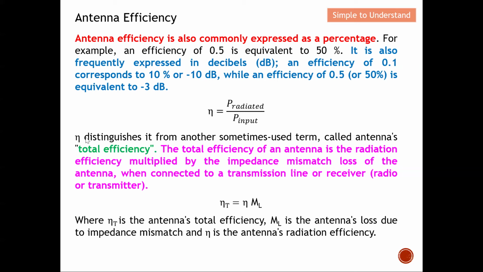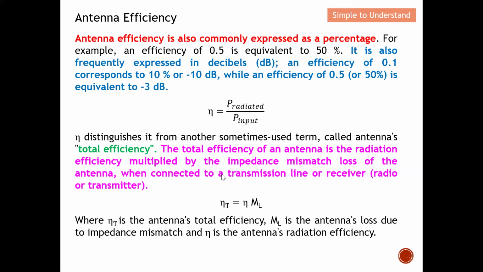So this antenna efficiency is distinguished from another sometimes used term, which is called the antenna total efficiency. I'd like to highlight the difference between antenna efficiency and the total efficiency of the antenna. The total efficiency of an antenna is the radiated efficiency multiplied by the impedance mismatch, as you can see here. So basically, this is what it means.